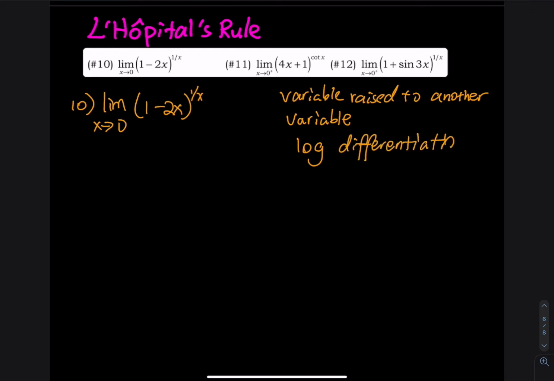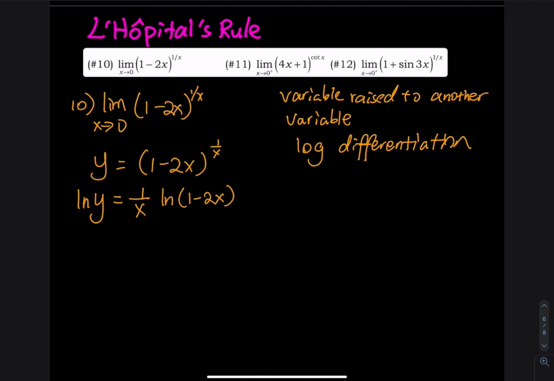So here is how I am going to do it. The function, I'm going to call that y equals (1 minus 2x) raised to 1 over x. For logarithmic differentiation, I take ln of both sides, so ln y. Based on the power rule of natural log, we are able to bring the power down, and then ln of 1 minus 2x. Now, I am going to take the limit on both sides. So we have the limit as x approaches 0 of ln y equals the limit as x approaches 0 of the right hand side, which is ln(1 minus 2x) divided by x.